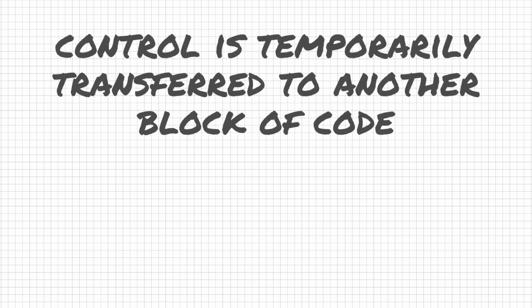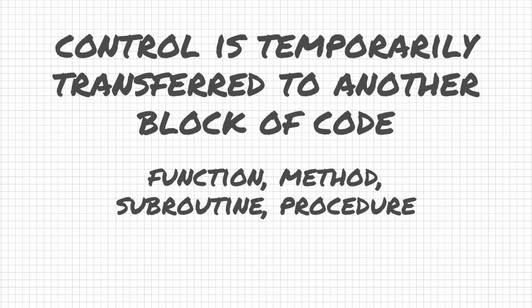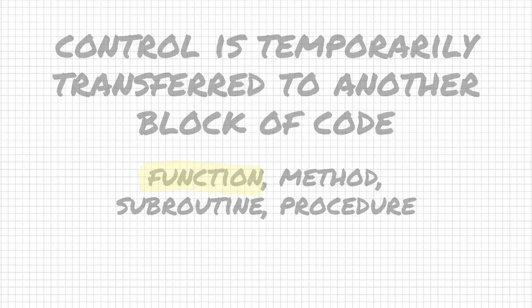The final flow of control is invocation, in which control is temporarily transferred to another block of code, sometimes called a function, method, subroutine, or procedure, and that block of code has control until it's finished executing, and control returns to where the block of code was invoked. I'm going to call that block of code a function, but again, it could have a specific name in the language you're using, or context in which you're using it.